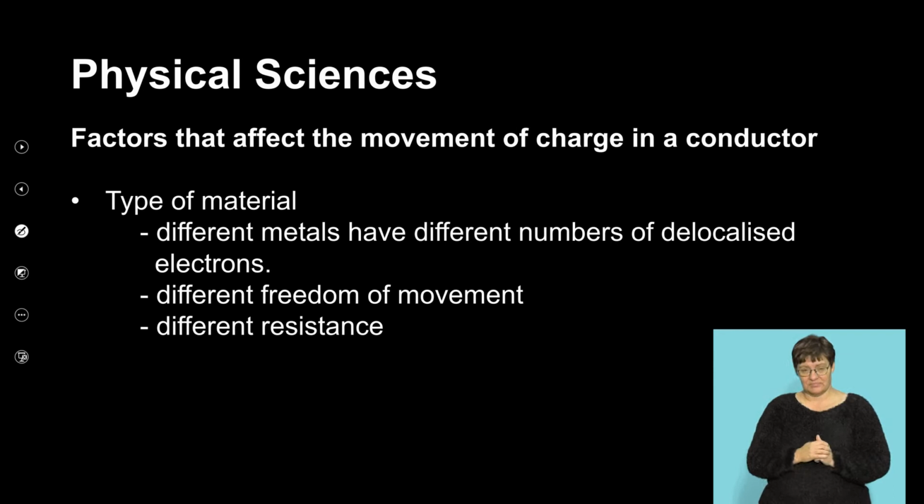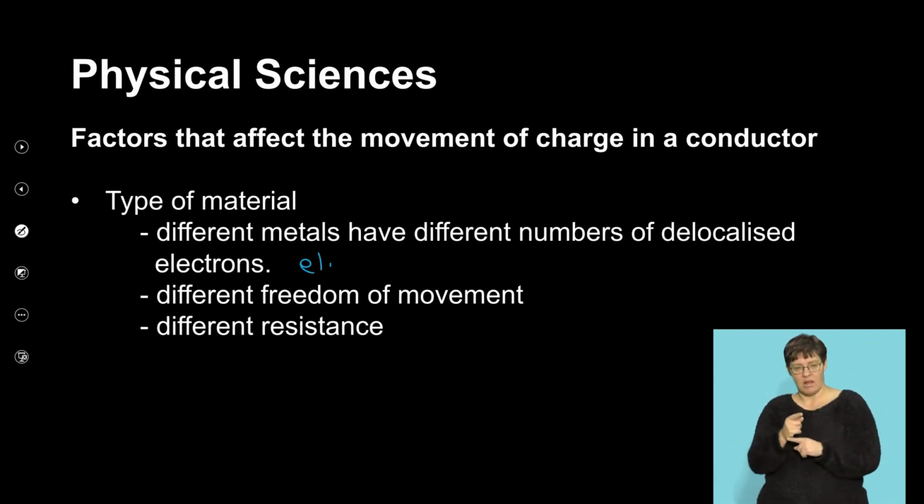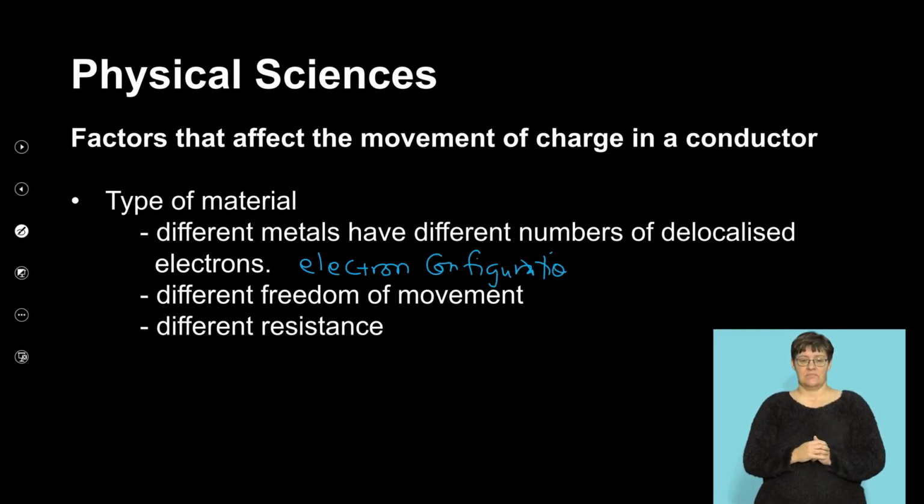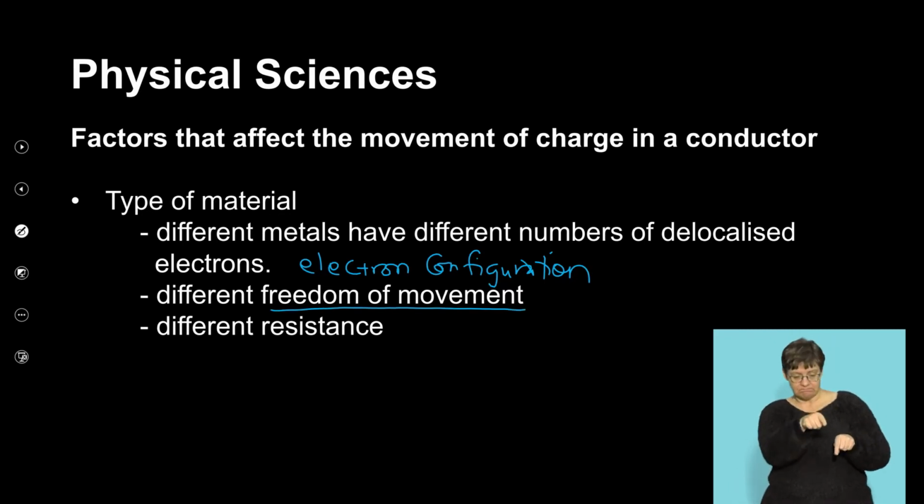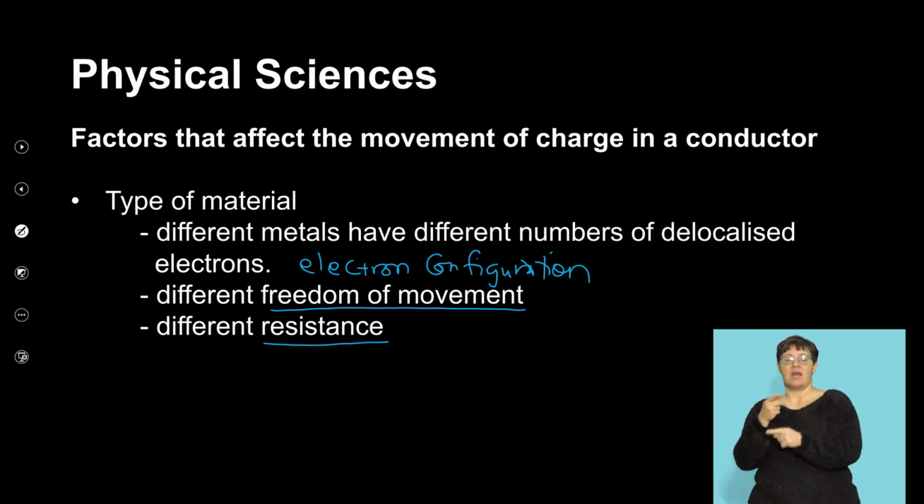So the type of material: different materials have different numbers of delocalized electrons. This has to do with electron configuration, as we know it. If the electron configuration is different, there will also be different freedom of movement. If there is greater freedom, there is less resistance. If there is lesser freedom, there is greater opposition to the flow. Therefore, this accounts for the difference in their resistance.